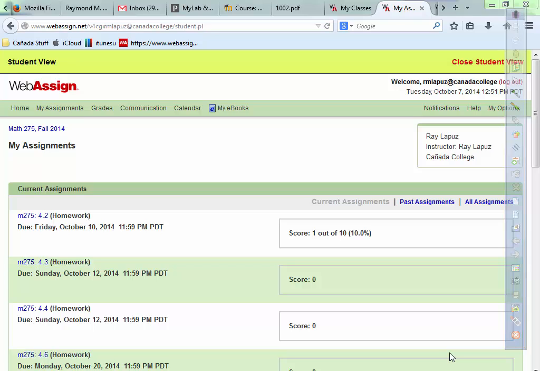If you notice your homework assignments, they cover 4.2, 4.3, 4.4, and 4.6, and so there's no 4.5 here. 4.5 is a different method of being able to accomplish the same thing that we're accomplishing in 4.4.